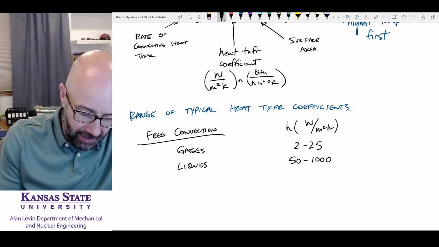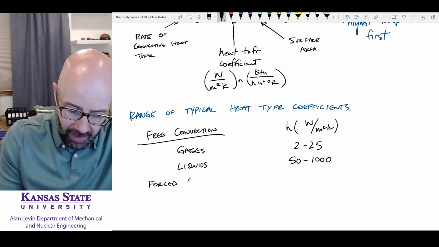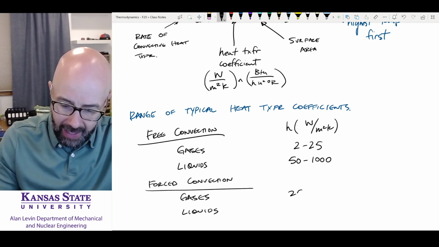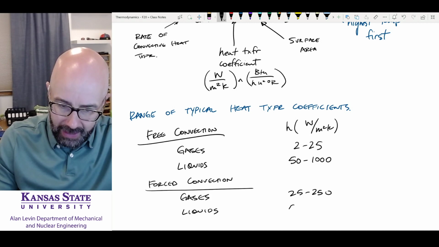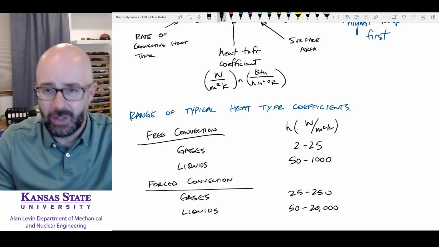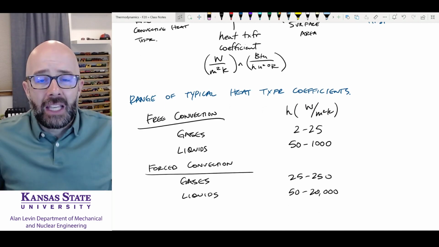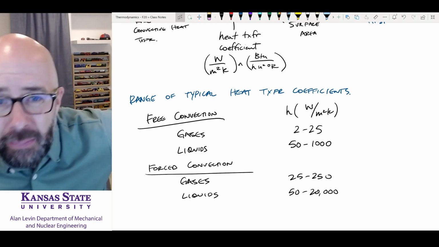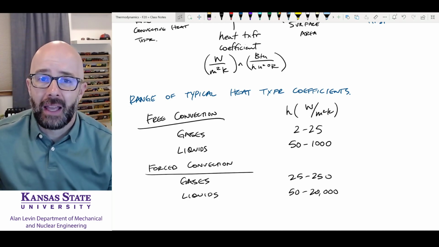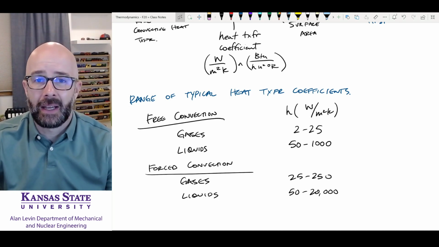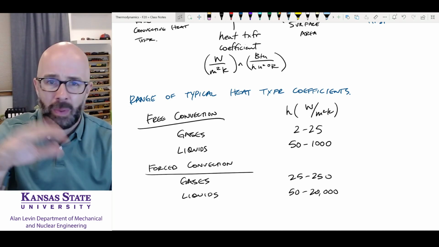Okay, if we have forced convection, and we're talking about gases and liquids, we can go between 25 and 250 and between 50 and 20,000. So when we're talking about convection, there's a lot of things we can do to have better heat transfer, and I'm going to bring some of these things into the in-class portion of this. We're talking about radiators and heat sinks and fins. We put a lot of fins on things.